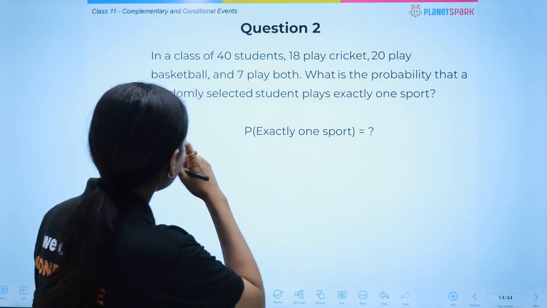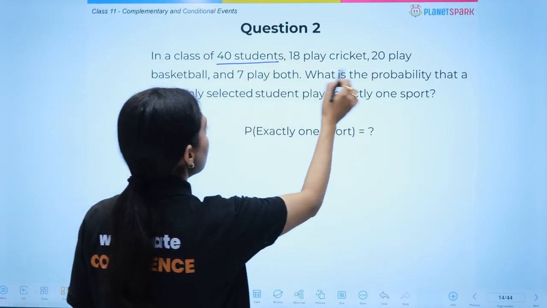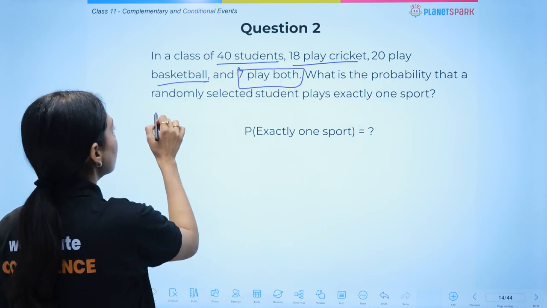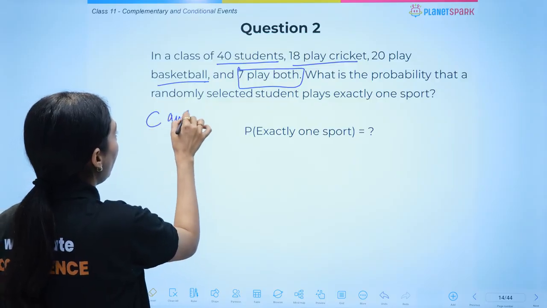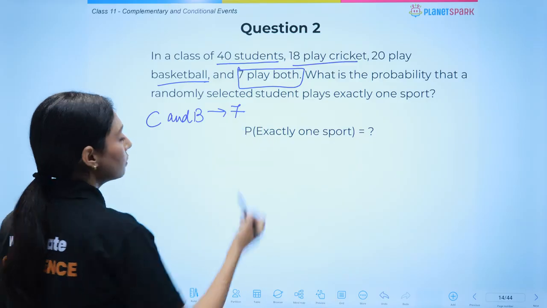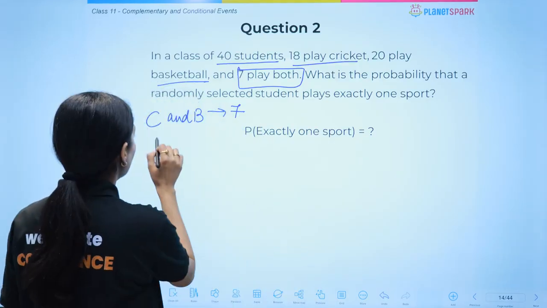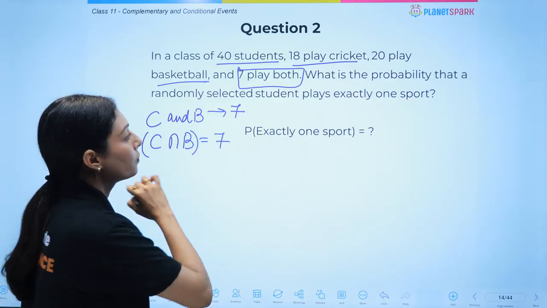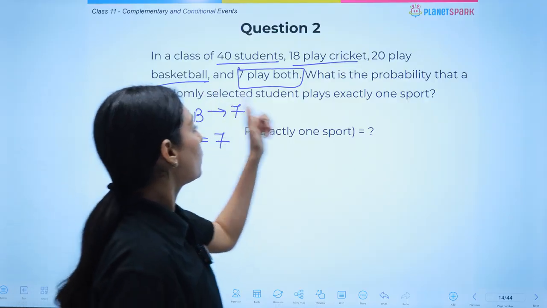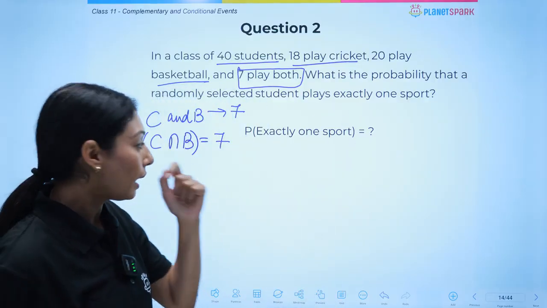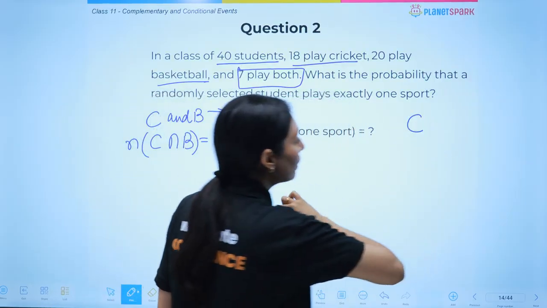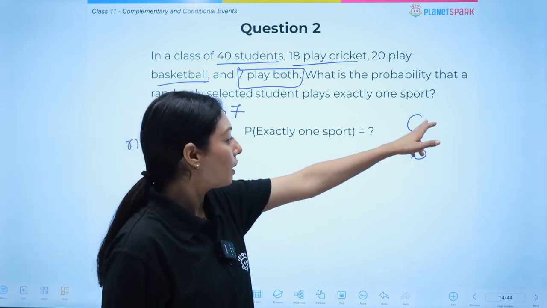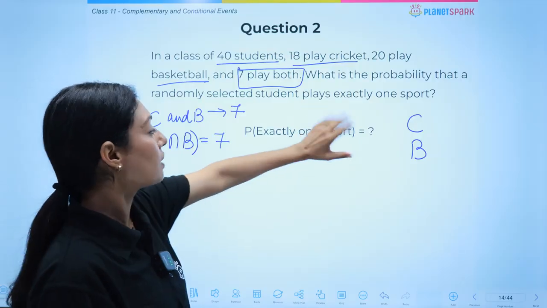Next question then. In a class of 40 students, 18 play cricket, 20 play basketball and 7 play both. Both means cricket and basketball, 7, and that means intersection. What is the probability that a randomly selected student plays exactly one sport? So exactly one means the student plays either only cricket or only basketball. So how do we find it? First we find these two things and then we add them up. That will give us the favorable cases for this probability.